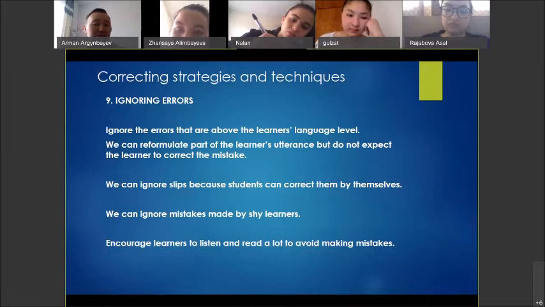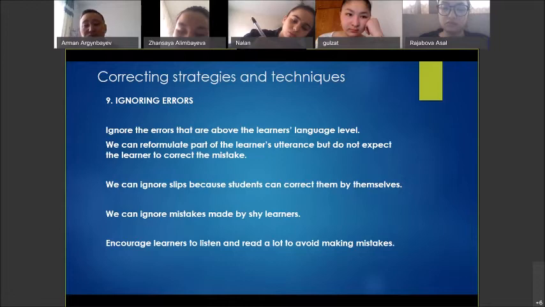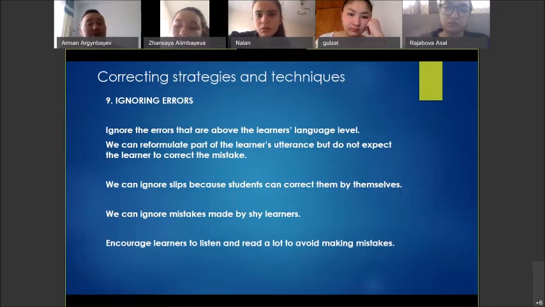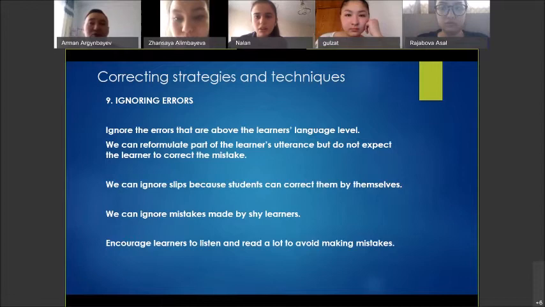You can ignore mistakes made by shy learners, because they might be demotivated, might be afraid. So don't correct. We correct them individually then. Maybe if they are not against, yeah. If they don't feel inhibited, why not? Because anyway, it's a mistake. They should correct it. But still, you don't have to correct every mistake. You can focus on the big errors. Yeah, only errors. Don't focus on the slips. And again, pay attention to that shape. Yeah, green, yellow, or red.